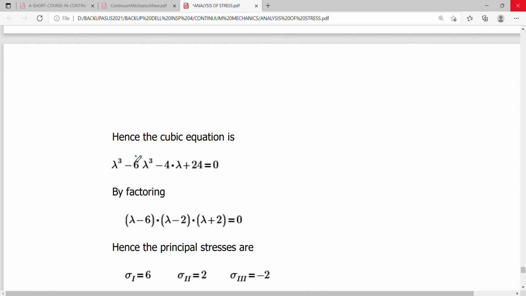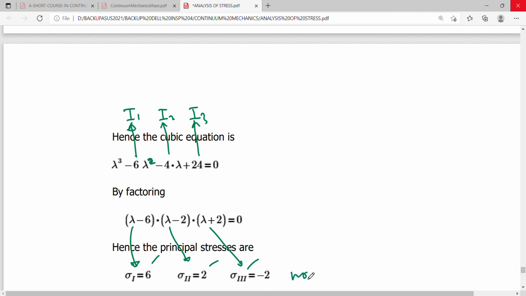My I here, sorry class, this is cube, sorry, this is square. So this is my I1, this is my I2, and this is my I3. So remember that this is minus plus minus. So if I get the positive minus plus minus minus, and this is a minus minus, it's plus. So I get now this as my cubic equation, and by factoring, I can say that these are my factors, 6, 2, and negative 2, for which my principal stresses are obtained in terms of sigma 1, sigma 2, and sigma 3. The lambdas here will constitute the values of your principal stresses.